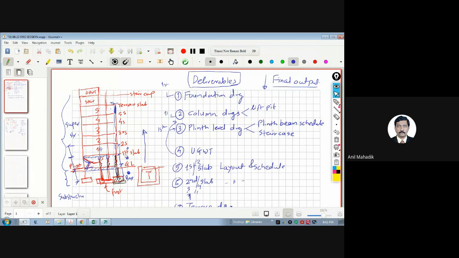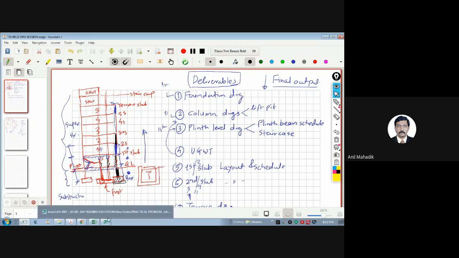Whenever it is written first floor to second floor, this is the column which I am talking about. Whenever I say second floor to third floor, this is my column. Whenever I say base to parking, this is my column. Getting? So this understanding is very much important.